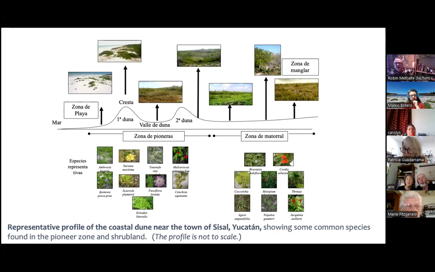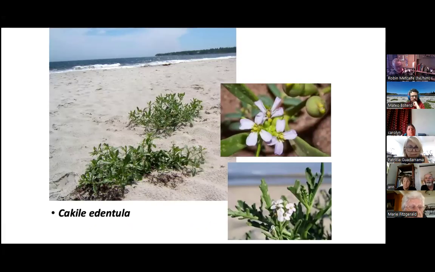Here are some common native species near the beach that you can find in Yucatan. Cakile edentula. It lives a few months, but produces and disperses many seeds, and is a beautiful plant. This species tolerates being buried by sand.